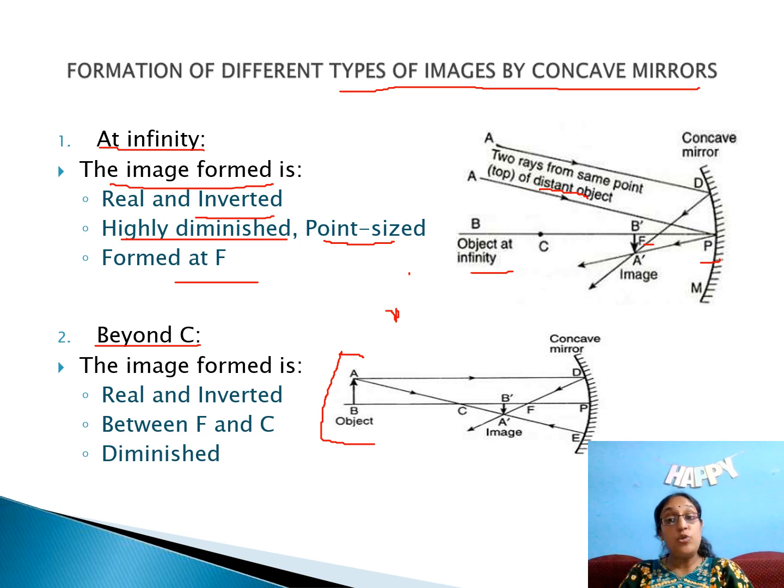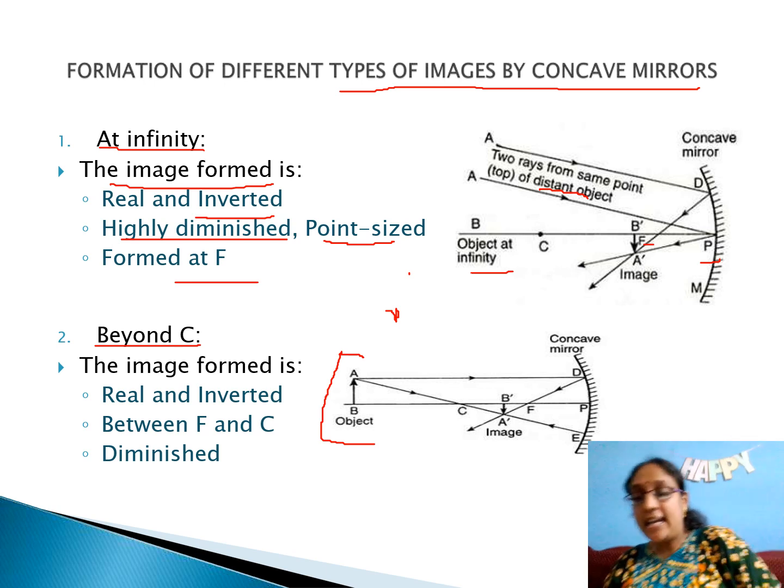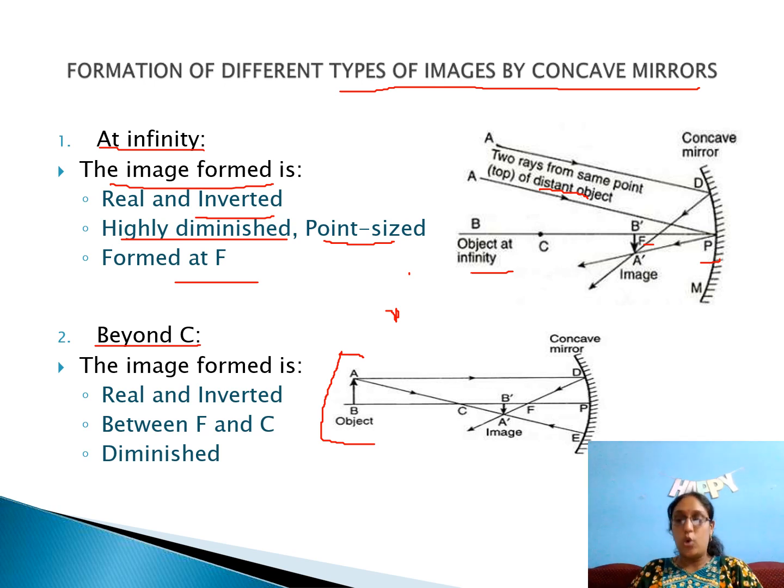So you remember all the rules, no? In the beginning, I taught you all the rules. That is, the ray parallel to the principal axis, what will happen? It will go, and the reflected ray will go to your focus. And the ray which goes through your center of curvature bounces back. It retraces its path. These are all your rules. So you have to be clear about these rules.